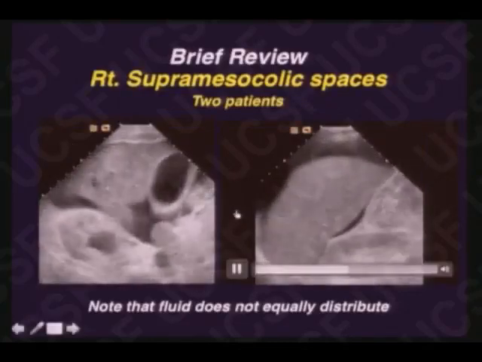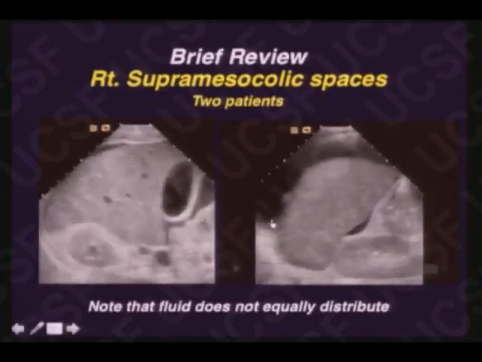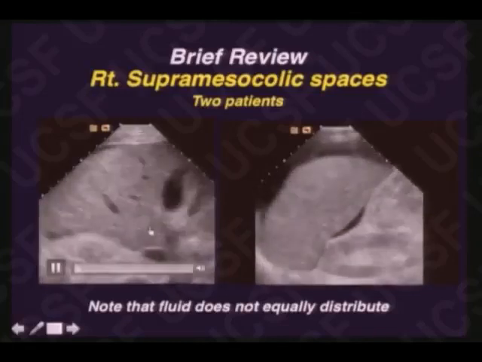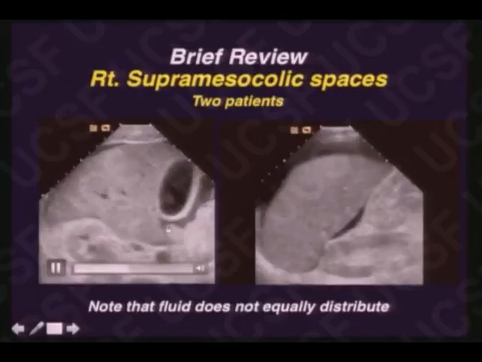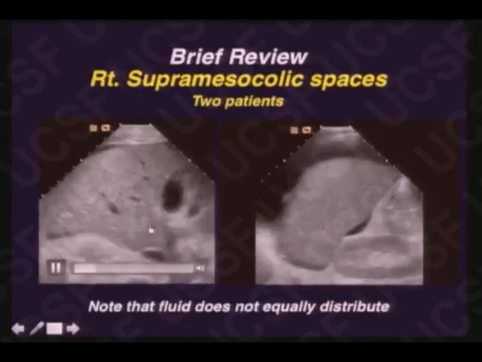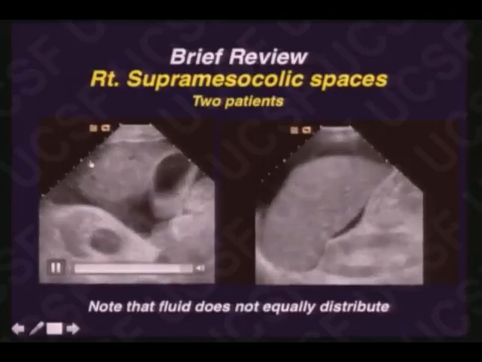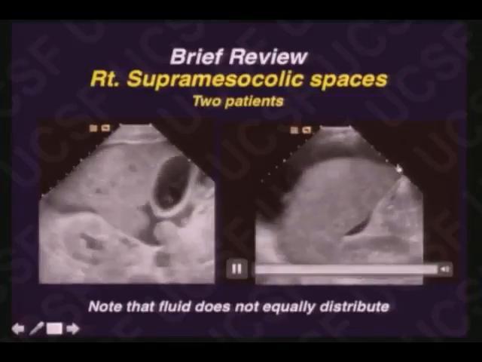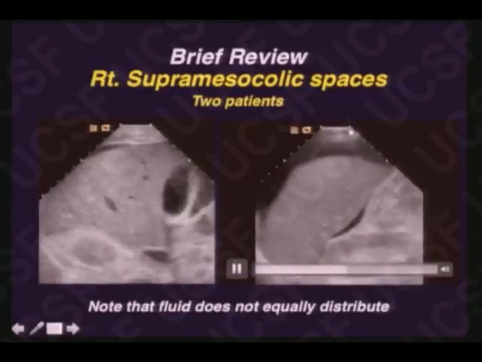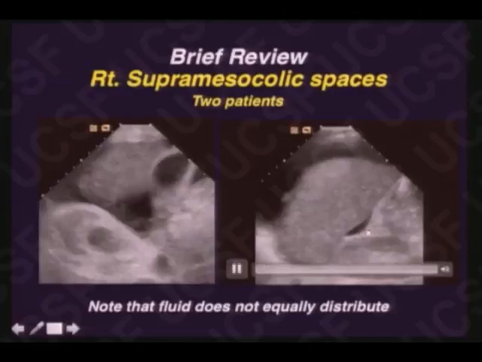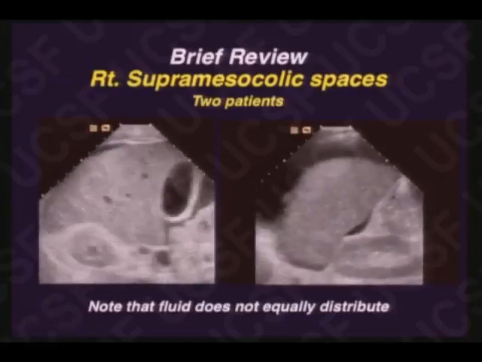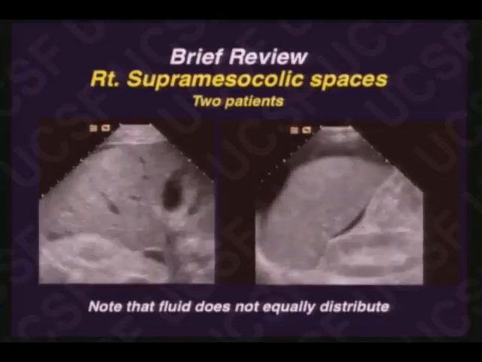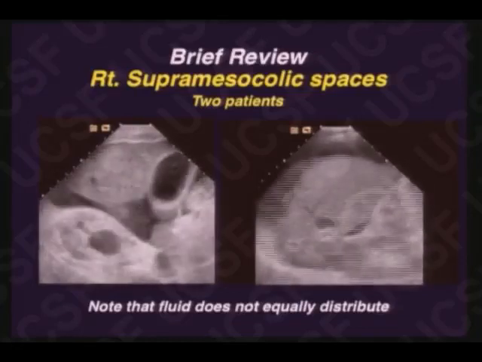So, again, the supramesocolic space is on the right side. In this patient, we have the anterior subhepatic space and the posterior subhepatic space with a moderate amount of fluid, but only a small amount of fluid in the right subphrenic space. Here, there's a lot of fluid in the right subphrenic space, a small amount in the anterior subhepatic space, and just barely a drizzle in the posterior subhepatic space.